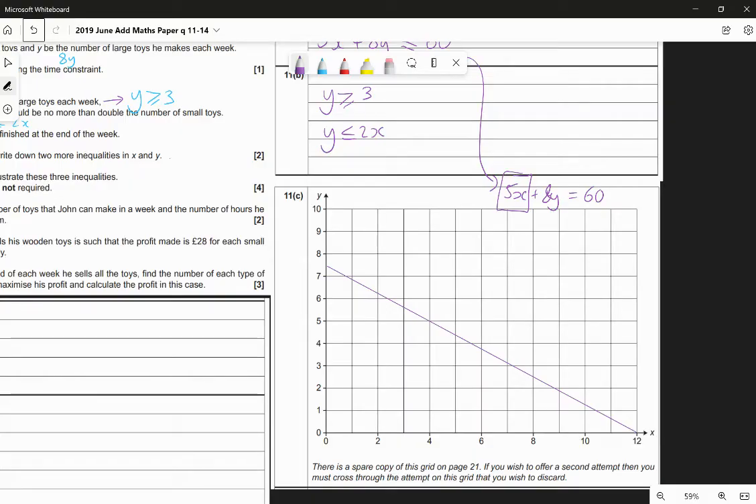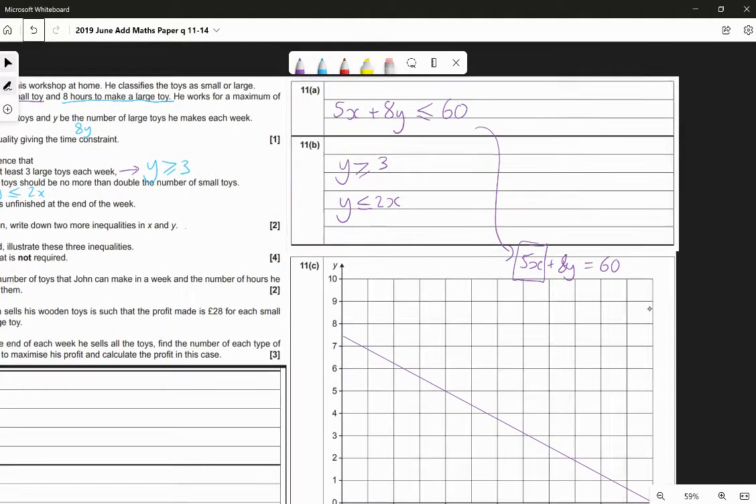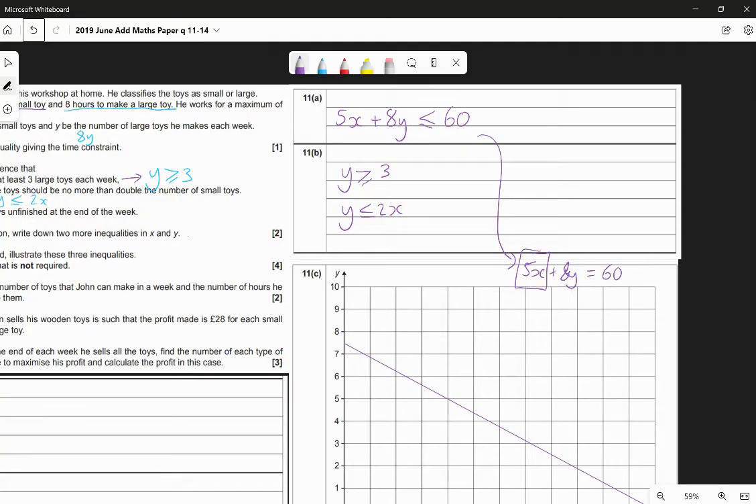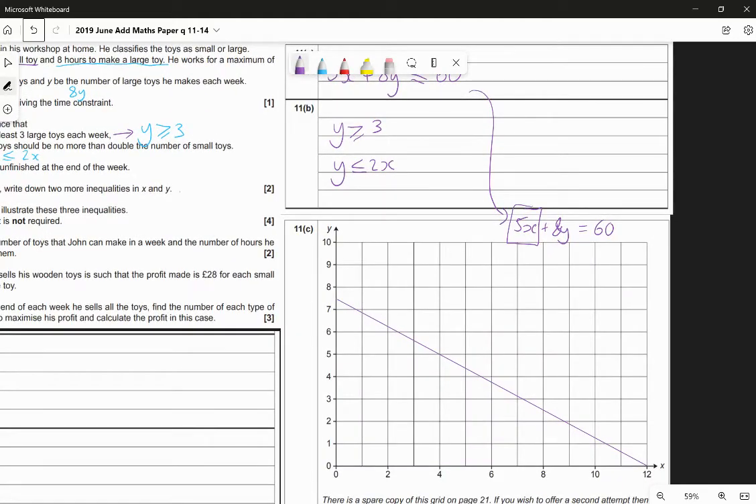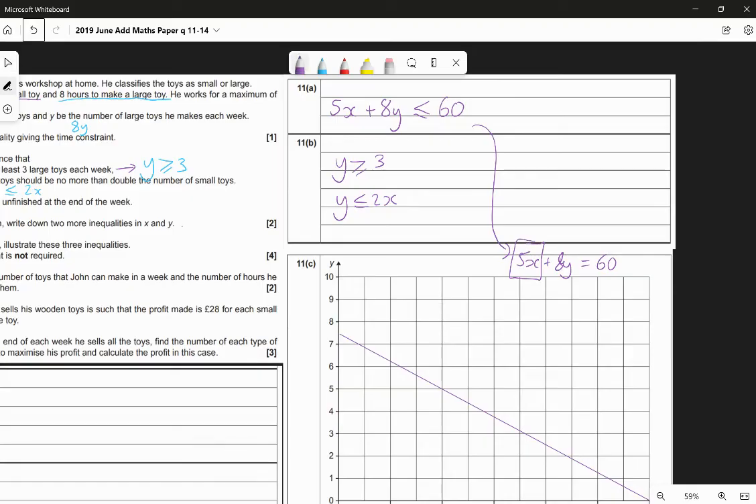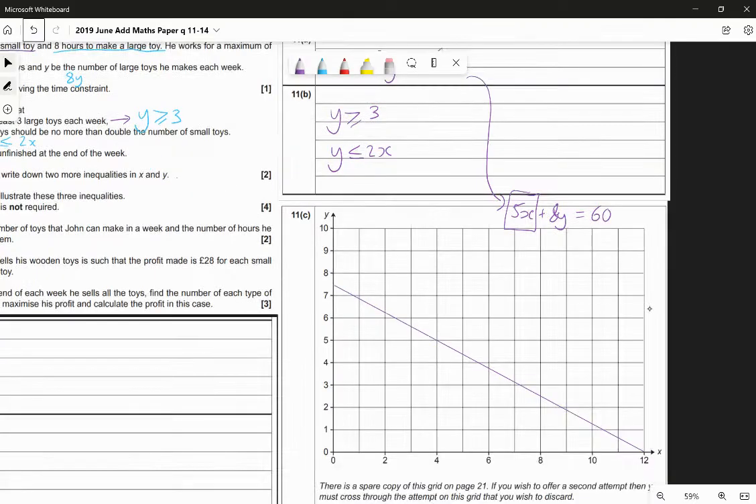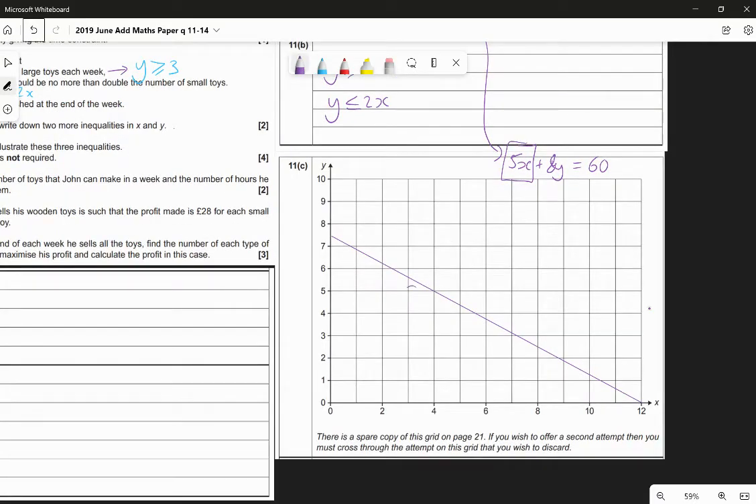Now I want to shade what I do not want. I want the part of this graph, which is the coordinates where 5x plus 8y will be smaller than or equal to 60. One way of doing that is just to choose a coordinate on one side of the line and see if that coordinate works in that inequality. A very easy one is choosing a coordinate on the left side of this line. I'll choose a very, very simple one, 1, 1.